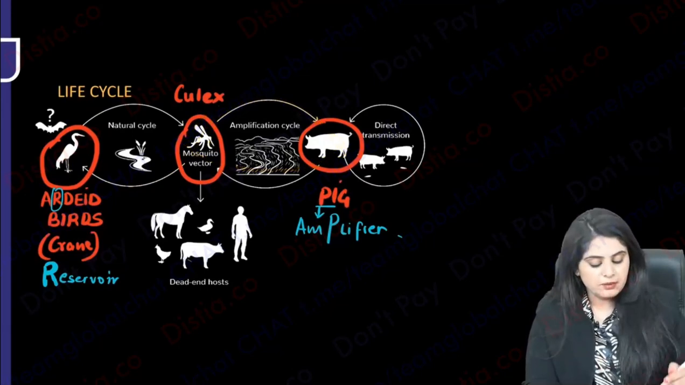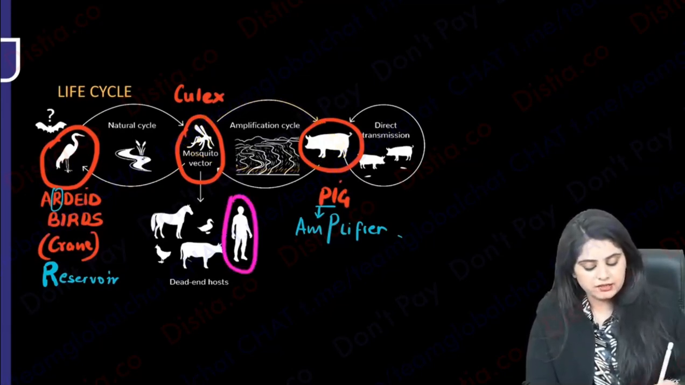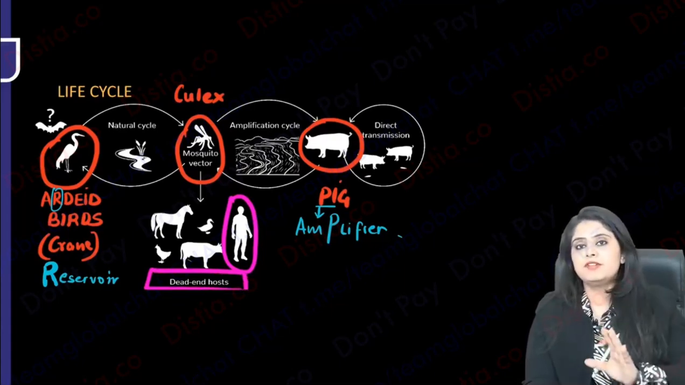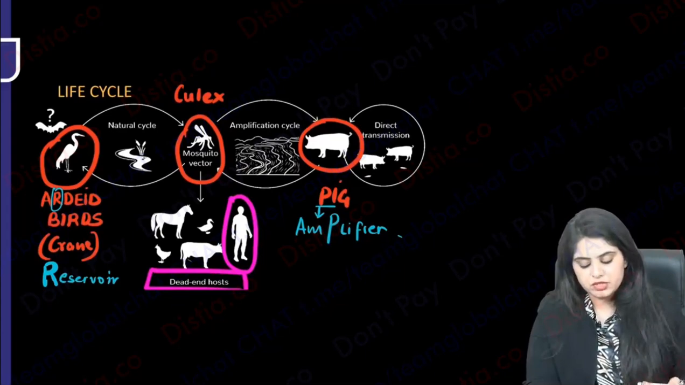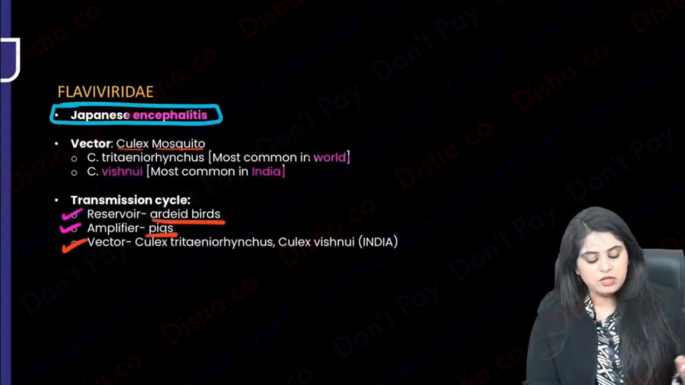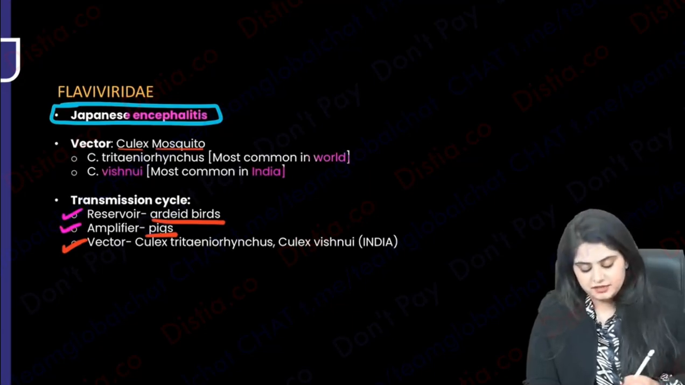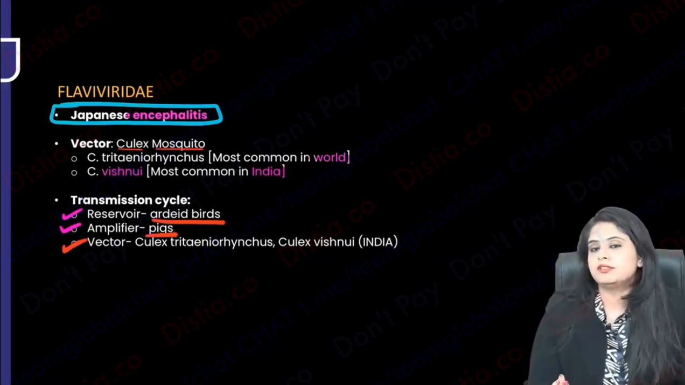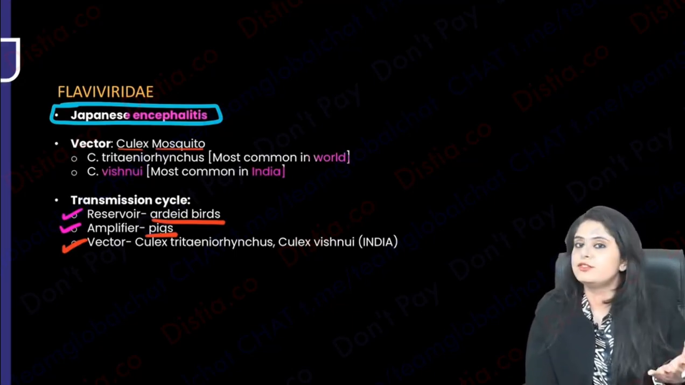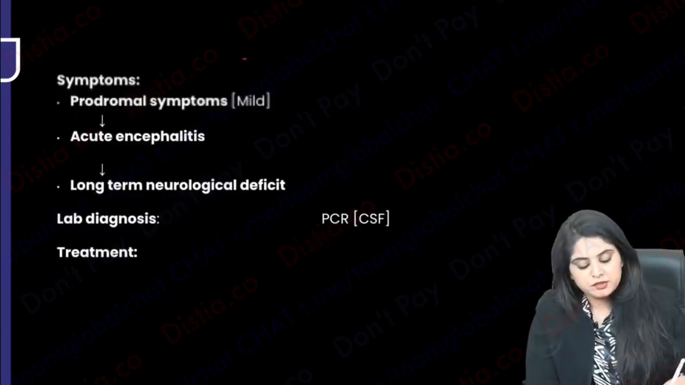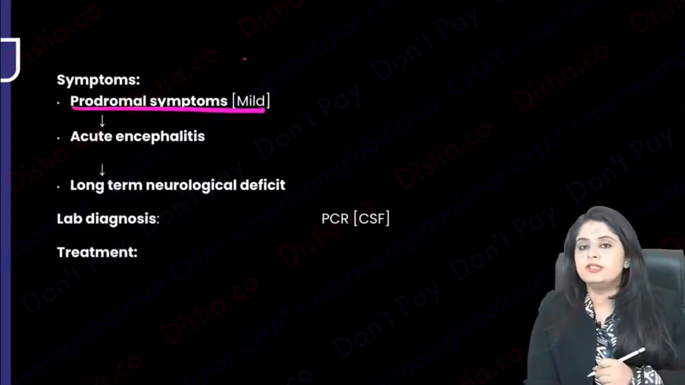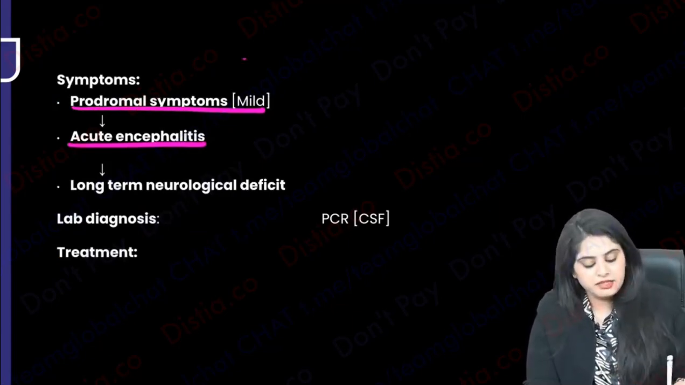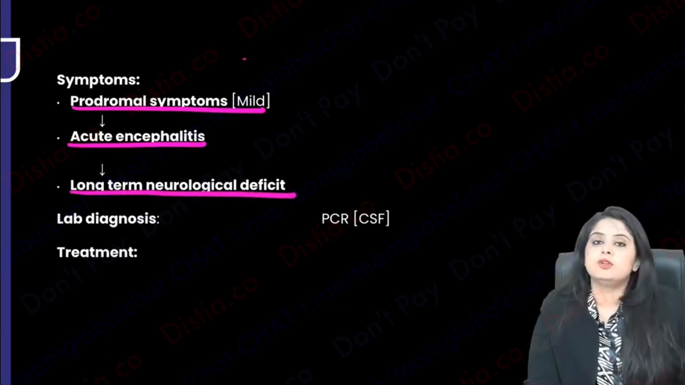However, where do we come into the picture? We come into the picture as a dead end host. So if you see this natural cycle, amplification cycle and a dead end host mentioned, they are dealing with your Japanese encephalitis. Now comes the understood part, encephalitis. Starting with a little fever, then there are going to be features of encephalitis. Simple. So in the beginning you're going to have mild prodromal symptoms. After that you will have acute encephalitis, and encephalitis means that the patient is going to have a neurological deficit.